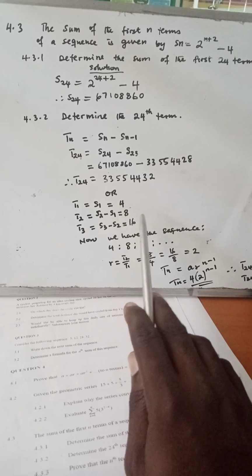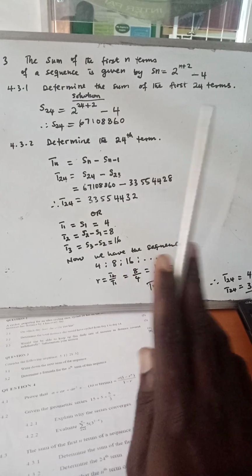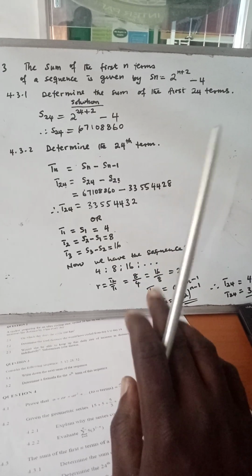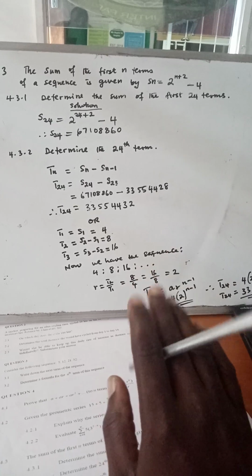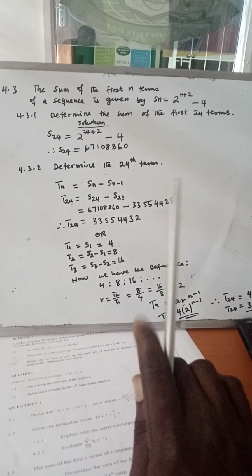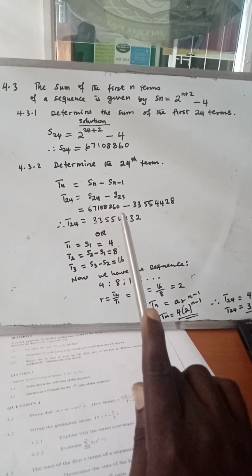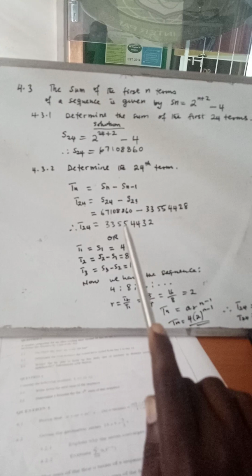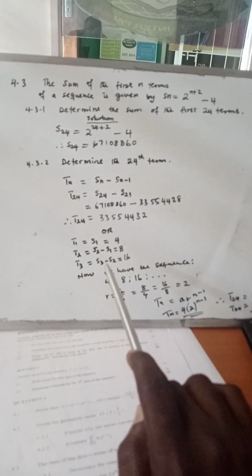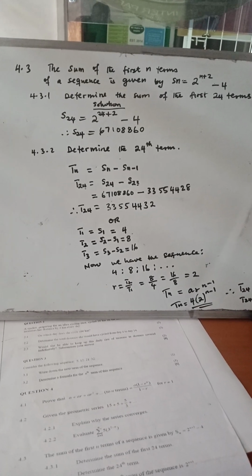Here, boys and girls, you have to be very careful. When you are finding the term and you put the number into the sum formula, if you don't subtract, you will end up using that number. So you must always be careful at that point, that when you get the number, you need to subtract the previous term from it. So we say T3 is the same as S3 minus S2, and that gave us 16. Okay, now let's move on.